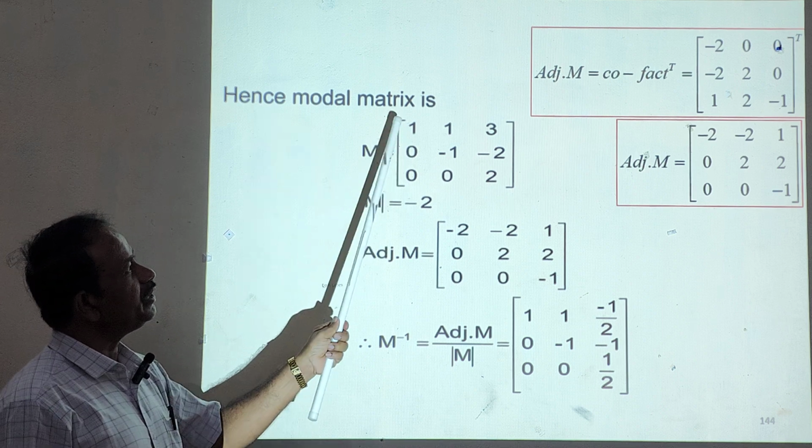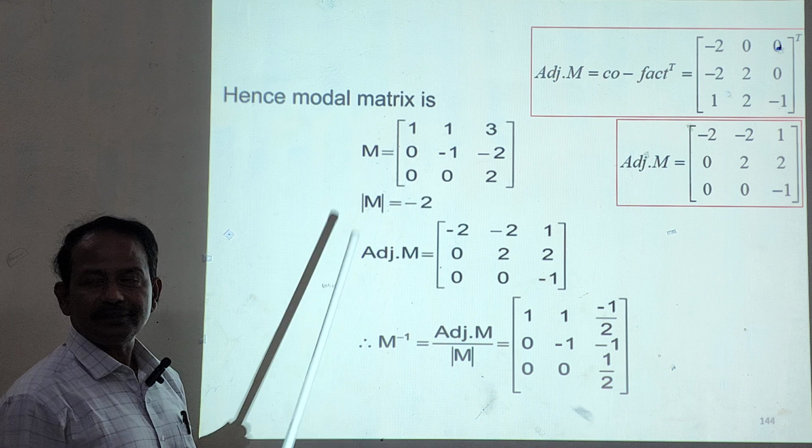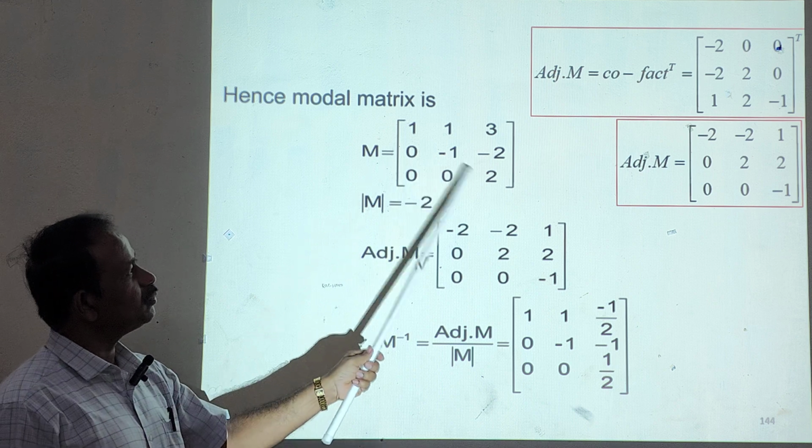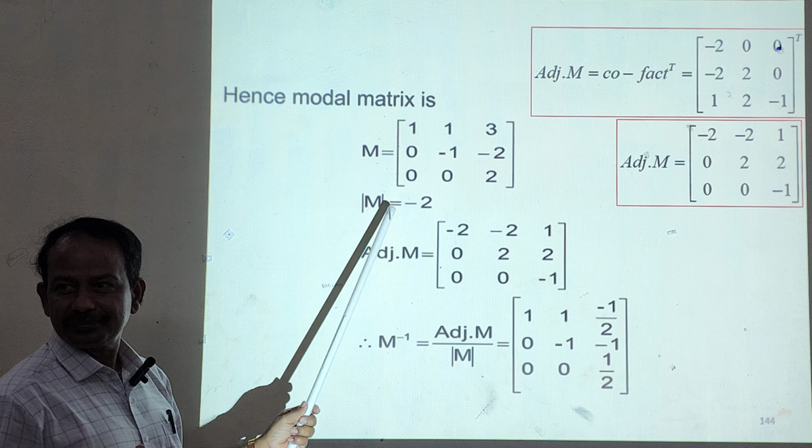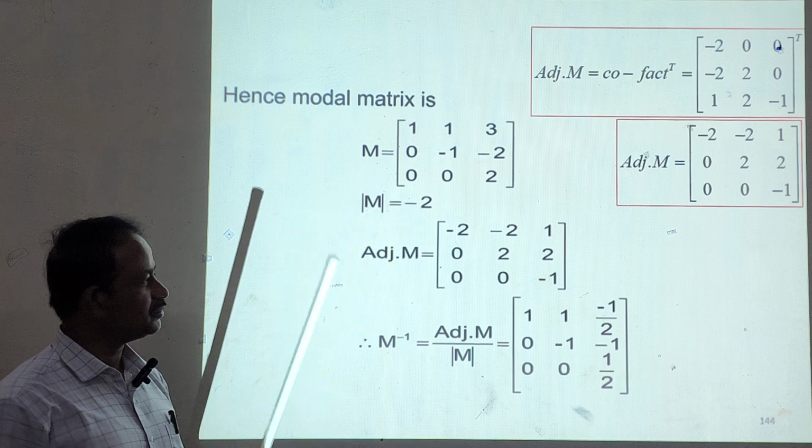The determinant of the model matrix will be minus 1 multiplied by 2, so that will be minus 2. Other things are all 0. So the determinant will be minus 2.